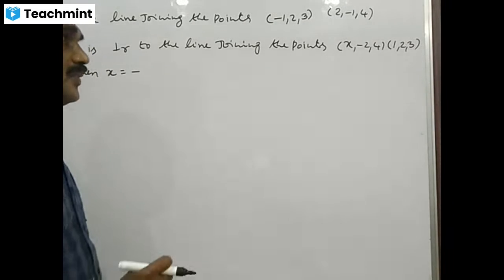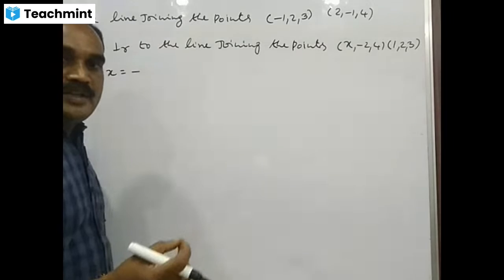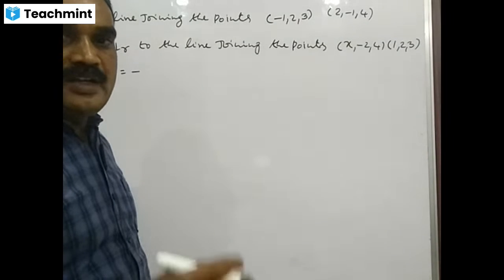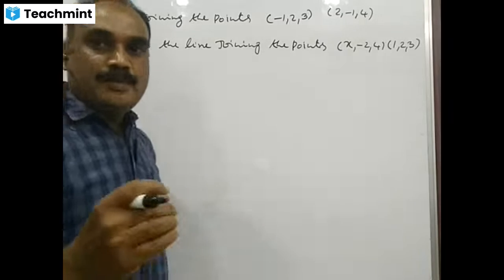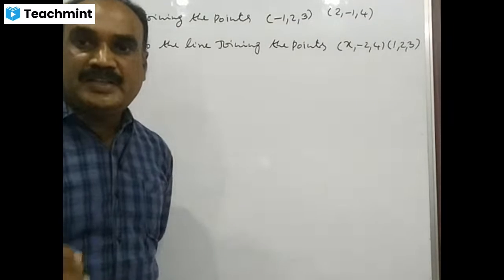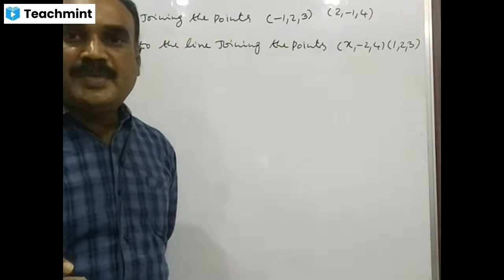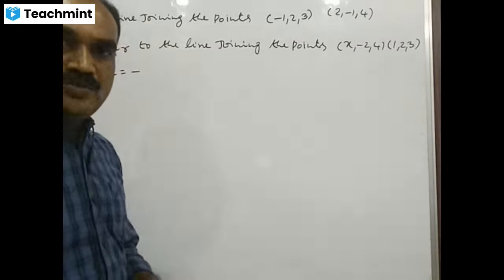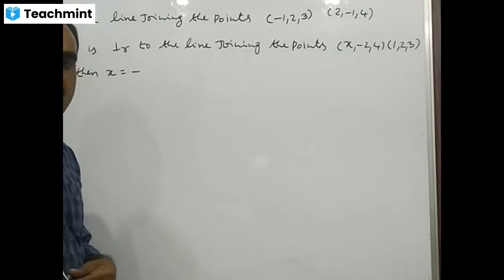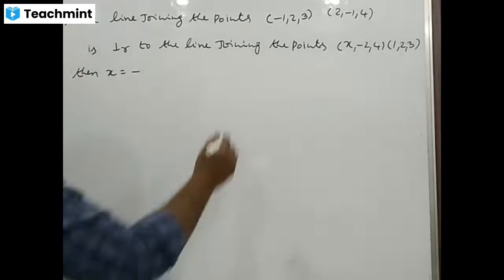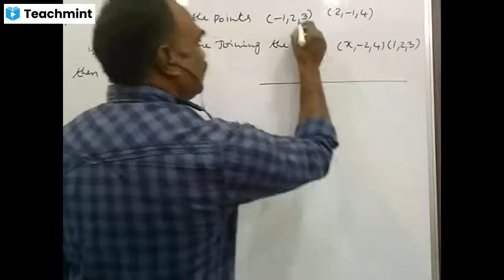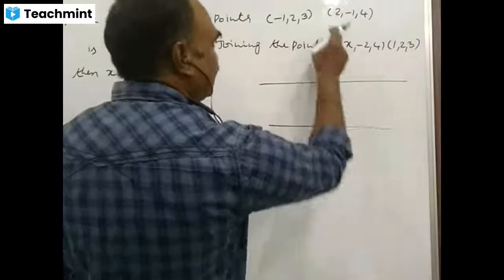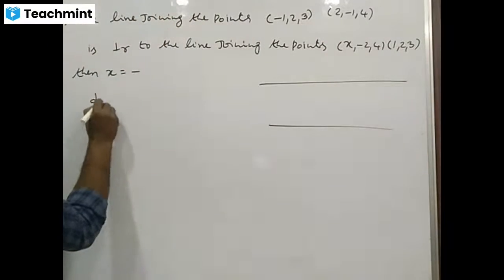is equal to? First, if two lines are perpendicular, a1 a2 plus b1 b2 plus c1 c2 is 0. Parallel: a1 by a2 is equal to b1 by b2 is equal to c1 by c2. Friends, here a1 b1 c1 are the direction ratios of line 1. a2 b2 c2 are the direction ratios of line 2. So first calculate the direction ratios of line 1. So here this is line 1, this is line 2, the line joining the points.